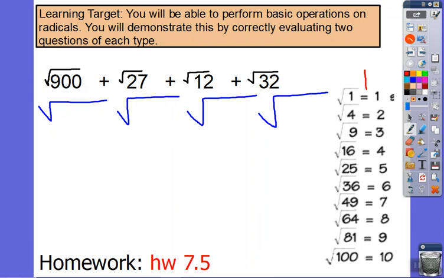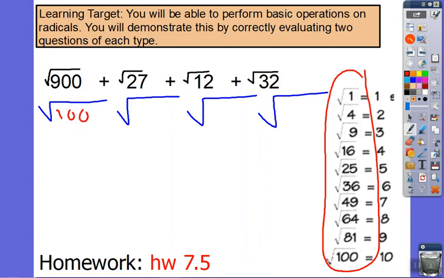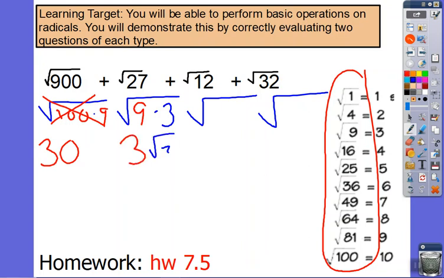But I'm going to look for what perfects from this list goes into 900. Hopefully I can hear you yelling, that's 100. Oh, do you know what? I was just going to write 100 times 9 in blue, but 9 is also perfect. So this one is perfect. It is 30 times 30. Okay, so what makes 27 is 9 times 3. So square root of 9 comes out as a 3. That other one is going to stay inside there, so 3 radical 3.